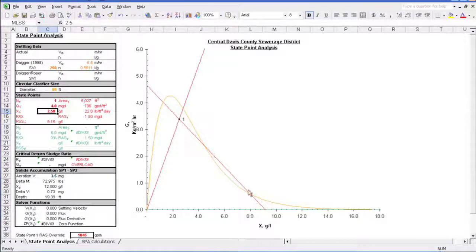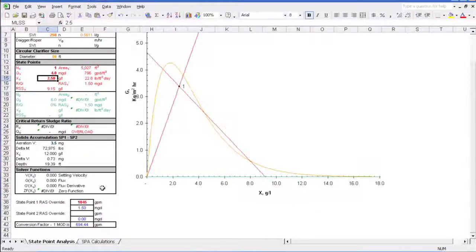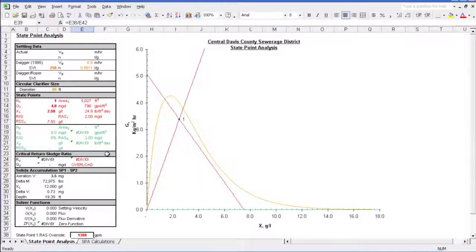We know we are going to fail in thickening. So what can we do? Well, let's see. Say we actually have a little bit more capacity in our RAS pumps and can turn those up to 2 mgd. Well, does it help? Yep. As we discussed, increasing the RAS flow results in a steeper underflow rate line, and we're back in good shape. Good job, crisis averted.